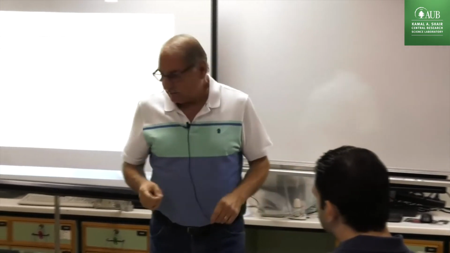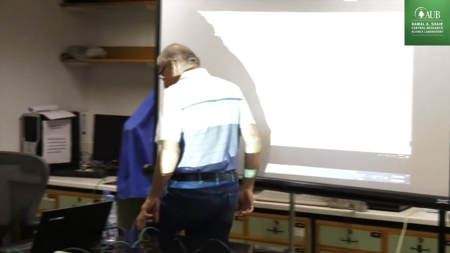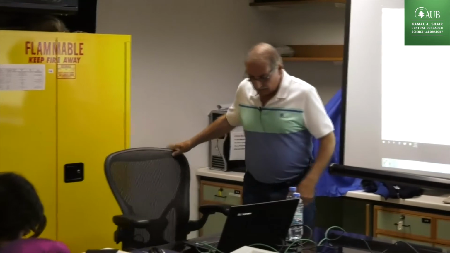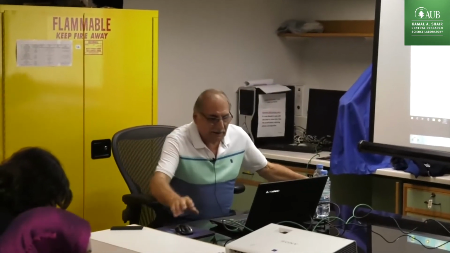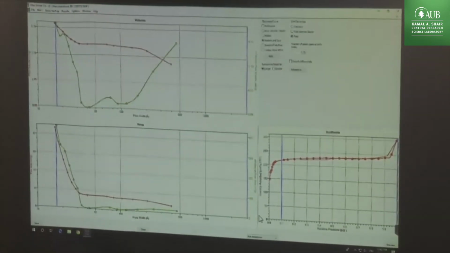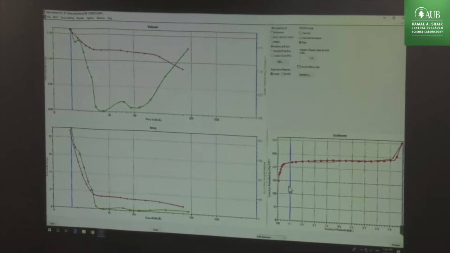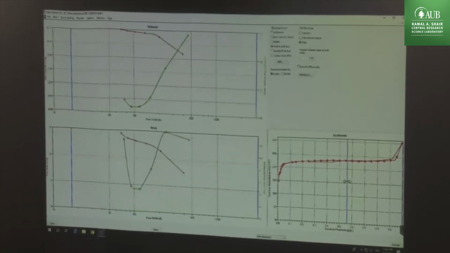Okay, let's continue with this. I'm going to go this way. BJH adsorption, okay? The BJH adsorption is for mesopores. It's not going to give you anything. There's nothing there, okay? So I change from here. Okay, it tells you there is a small amount of porosity. Okay, it's very bad. This is the simulation.